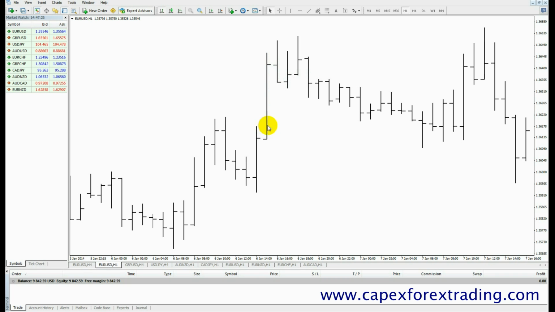Now you can see that because the right horizontal line is above the left line, that means this session ended up with a close higher than the open. So it was an up day, or an up session. The line next to it, you can see the horizontal line on the right is lower than the horizontal line that comes out to the left. So that means this session closed lower than it opened.